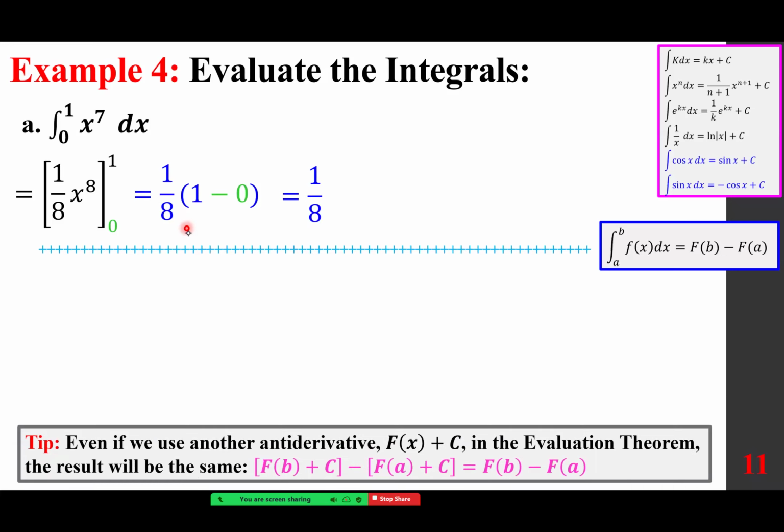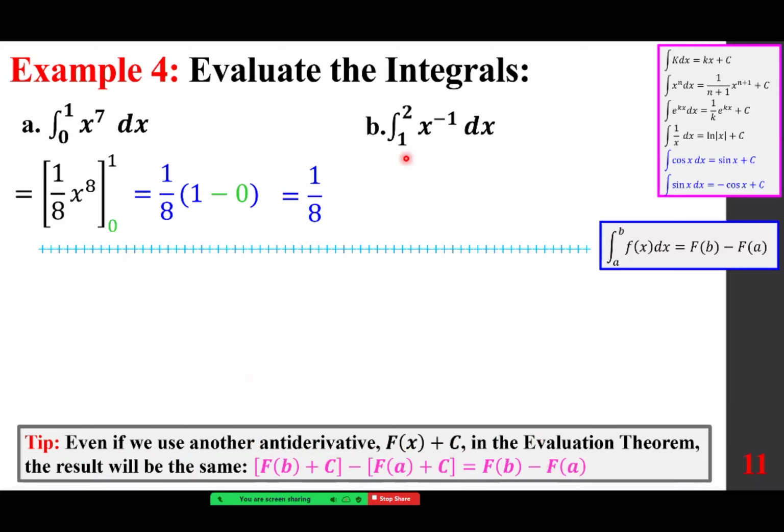And I'm going to repeat the tip that I've been discussing. Even if we use another antiderivative, meaning capital F of x plus c, in the evaluation theorem, the result will be the same because it's going to be F of b plus c minus the brackets F of a plus c, and the c's cancel out. That's why we don't do that.